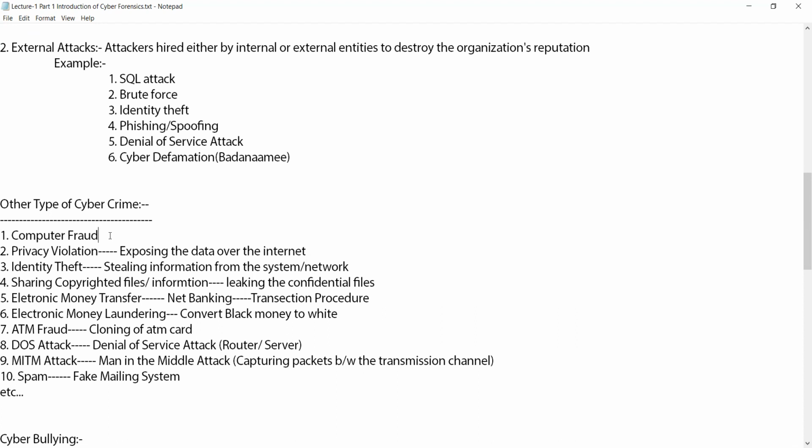So now what is that? Sharing copyrighted files or leaking information. That is when a cyber criminal is involved in any type of organization and shares files, as well as leaking confidential files to a competitor company. In that scenario, that person is committing a type of crime, that is sharing copyrighted files or leaking information.